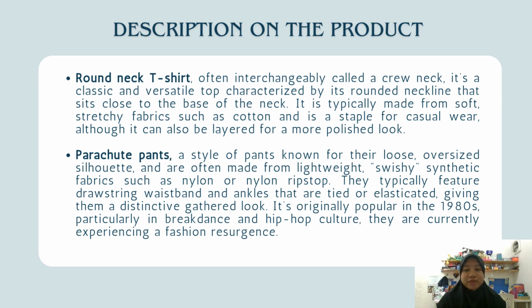The second one is parachute pants. It's a style of pant known for its loose, oversized silhouette and is often made from lightweight, swishy synthetic fabrics such as nylon or nylon ripstop. They typically feature a drawstring waistband and ankles that are tied or elasticated, giving them a distinctive gathered look. It was originally popular in the 1980s, particularly in breakdance and hip hop culture. They are currently experiencing a fashion resurgence.